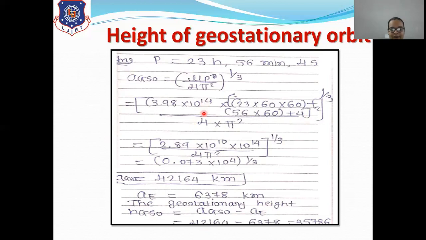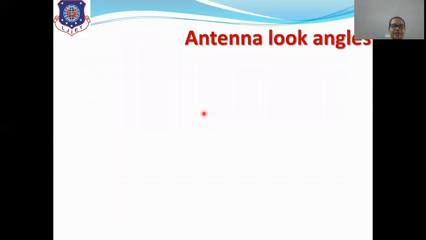Clear? Okay. Now we are moving to our third topic, antenna look angles. First of all, what are antenna look angles? There are basically two antenna look angles. First is the azimuth angle, and second is the elevation angle. Based on these antenna look angles there will be numericals, so you need to find out the azimuth angle and elevation angle.